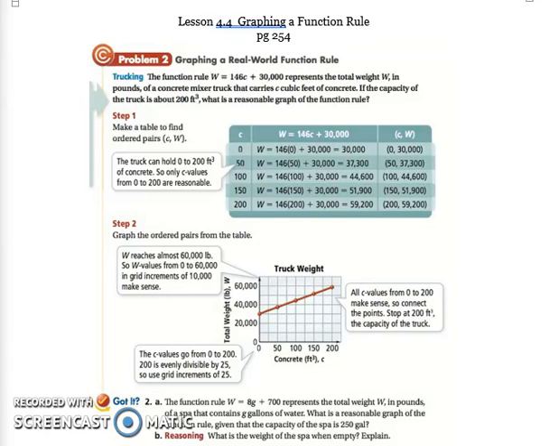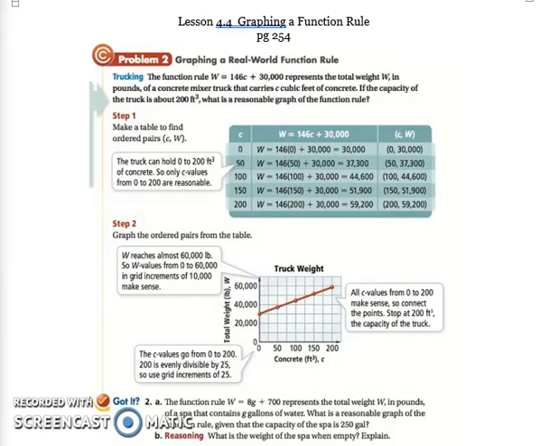Okay, this is Algebra 1, Part 1, Lesson 4.4 on page 254, Problem 2, graphing a real-world function rule. In other words, a real-world equation. And yes, they do use them. The function rule W equals 146C plus 30,000 represents the total weight in pounds of a concrete mixer truck that carries C cubic feet of concrete.